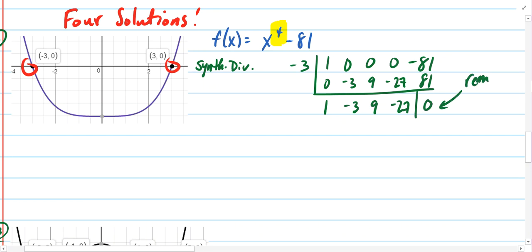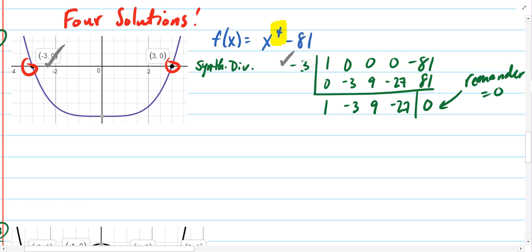We wanted a remainder of 0 after we perform the synthetic division. So that just confirms that this was indeed a factor. Well, we knew it was a factor. We knew it was a solution because the picture showed that to us.